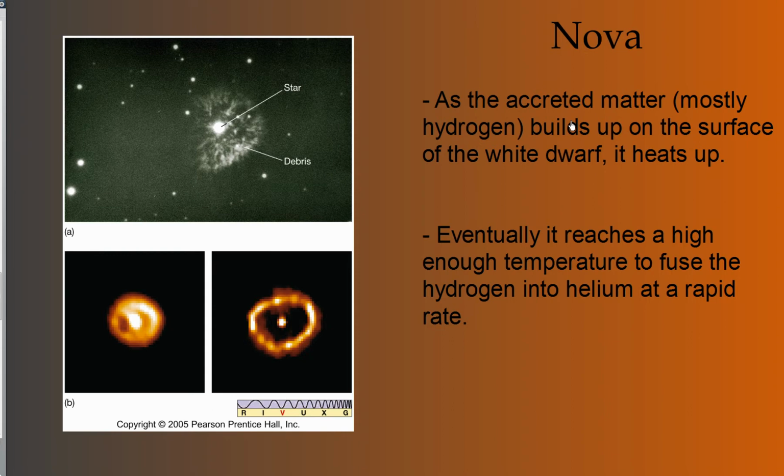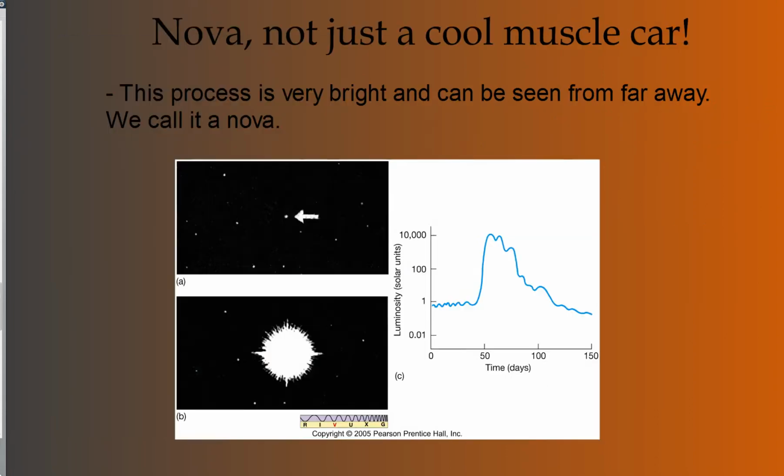And as the accreted matter, mostly hydrogen, because that's mostly what's in the outer layer of the companion star, builds up on the surface of the white dwarf, it heats up. As we've talked about many times before, things heat up as they get more dense, and eventually it reaches a high enough temperature to start fusion again. It's not the same sort of fusion process we saw in a typical star, but it is fusion nonetheless. And hydrogen is fused into helium at a rapid rate. This process can be very bright, seen from far away, and we call it a nova.